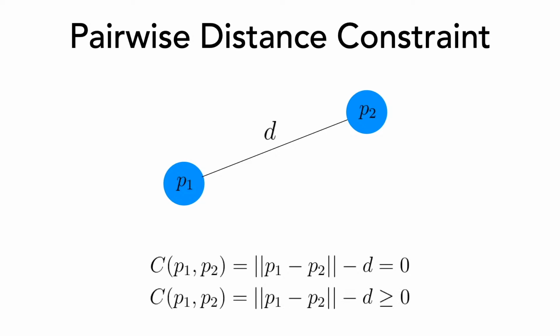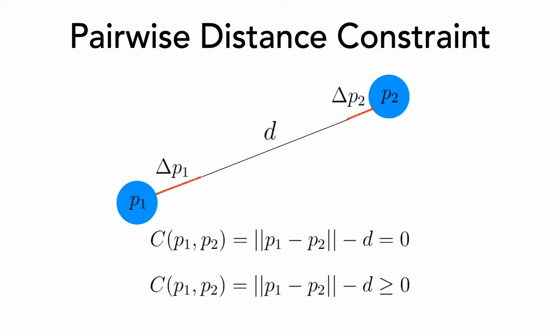Alternatively, we might want particles 1 and 2 to be no closer than a minimal distance d from each other. To that end, we can replace the equality with an inequality. Now let us assume that during the simulation, particle 1 and particle 2 move away from each other. We now need to fix this somehow by finding a positional correction delta P1 and delta P2 to satisfy our distance constraint. PBD restricts the positional correction to be in the direction of the gradient of the constraint.